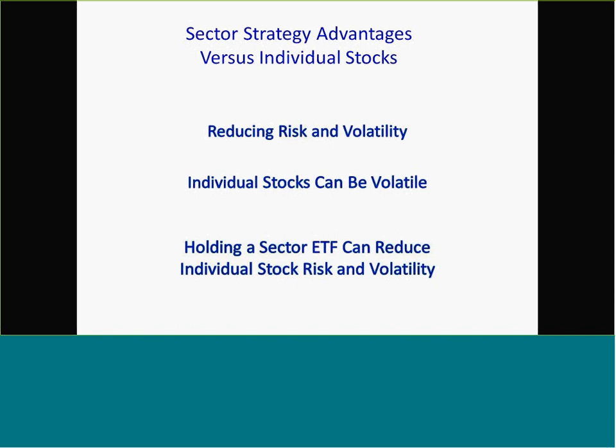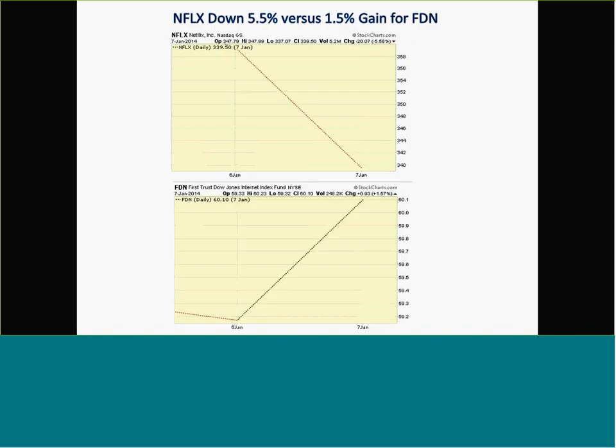So let's look at one of the advantages of trading sectors versus individual stocks. If we trade sectors, we can reduce risk and volatility, as individual stocks can be volatile. And if you have a sector, that sector ETF can help reduce the volatility and risk versus holding individual stocks. And I have a few examples here.